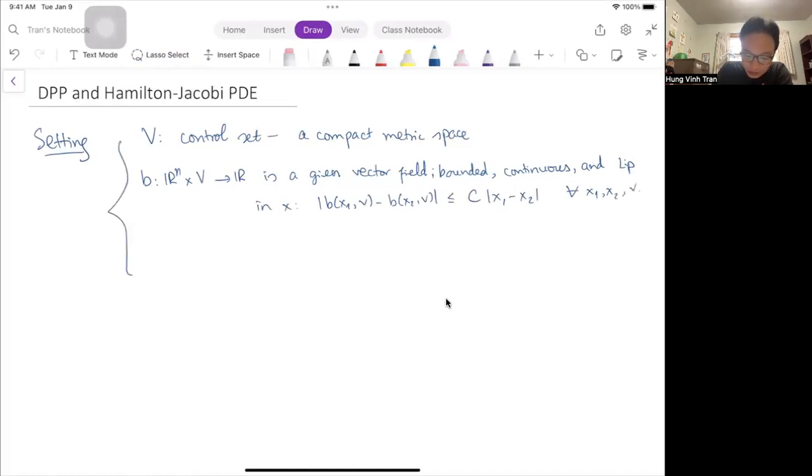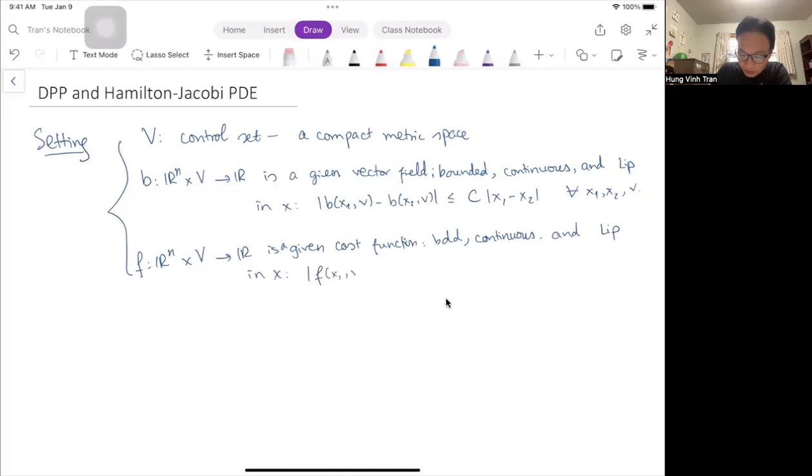And I have a cost function f mapping from Rn cross V to R, a given cost function that is also bounded, continuous, and Lipschitz in x. That is again |f(x1, v) minus f(x2, v)| is less than or equal to C times |x1 minus x2|. Okay, so that's the setting.